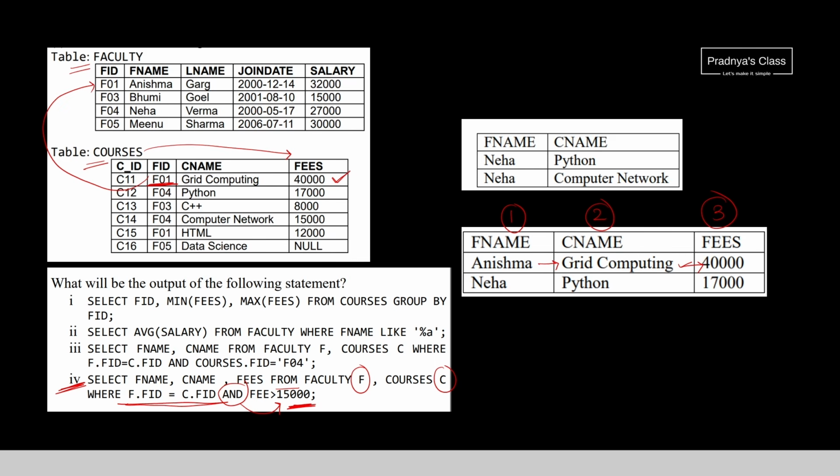In the same way, let's check the remaining fees. The next fees is 70,000. It is also more than 15,000. C name for that is Python and the faculty ID is F04. The name of the F04 faculty ID is Neha. So we could see here that is also displayed in the output. Next fees is 18,000. It doesn't match the criteria. Moving ahead to the next fees, it is 15,000, but the condition is fees should be greater than 15,000, not greater than equal to.